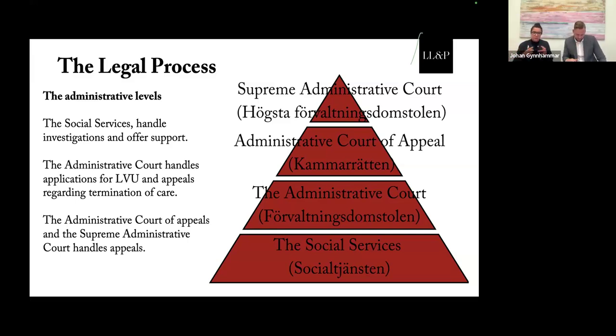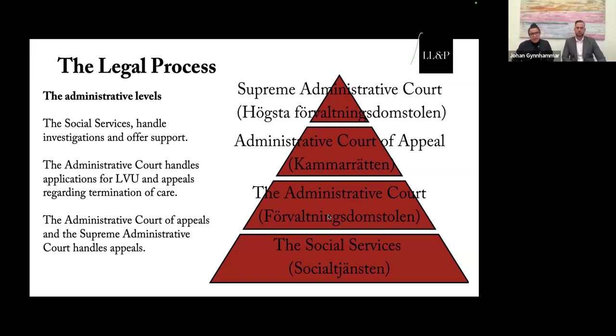So they are the support system and also the ones that handle what in Swedish you call utredning. Now I just lost the investigation. Exactly. They handle the investigation, which then goes further to the court. And the first court that the LVU process goes to is the administrative court, also called Förvaltningsdomstolen or Förvaltningsrätten. We have one of those here in Stockholm. If you are in other parts of the country, there are several Förvaltningsrätten in the area where you live.